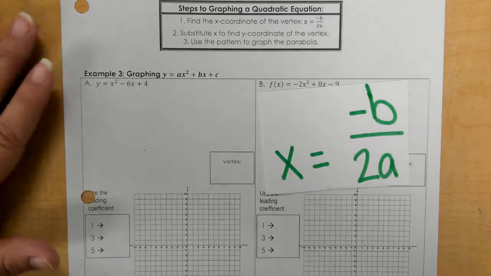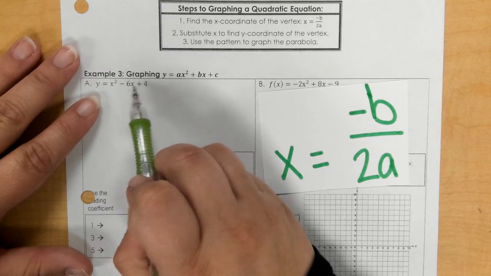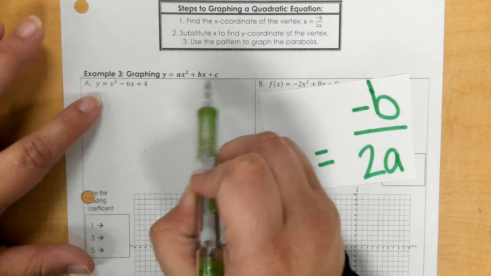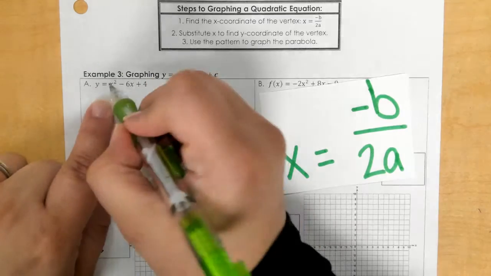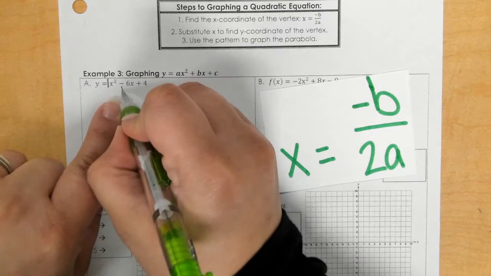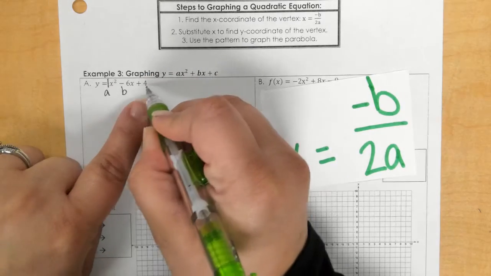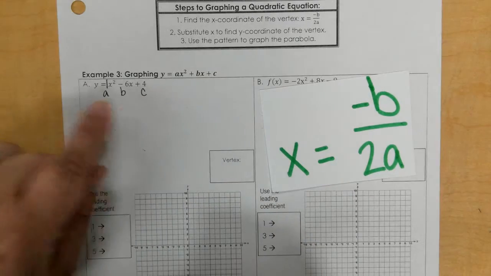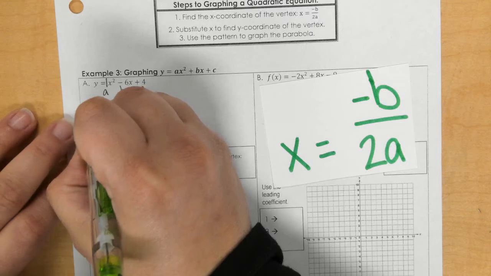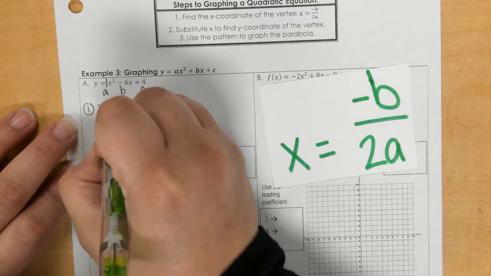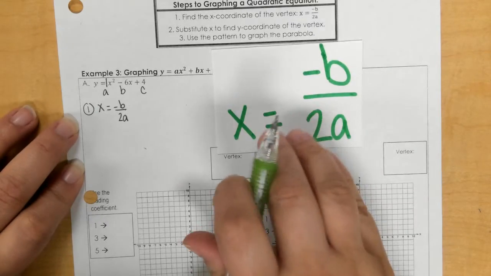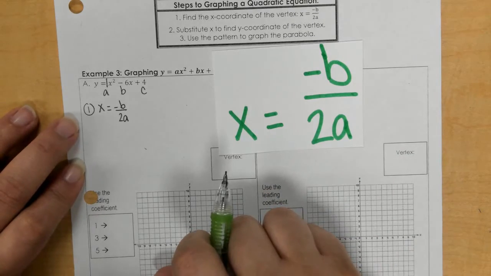For example 3, here we have 3 terms, okay? So this mirrors the standard form of a quadratic equation. So ax squared, so our a is 1, bx, so our b is -6, and then c is 4. So when you have all 3 terms listed in the formula, you have to use this formula that says x equals -b over 2a. Okay, I have that listed here.